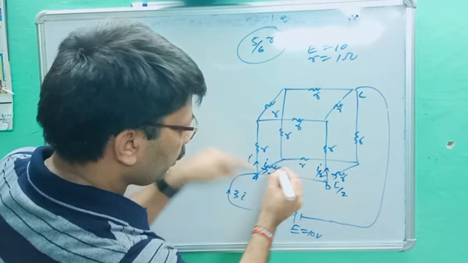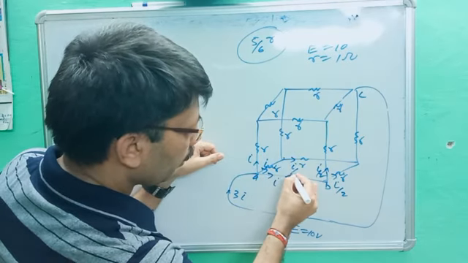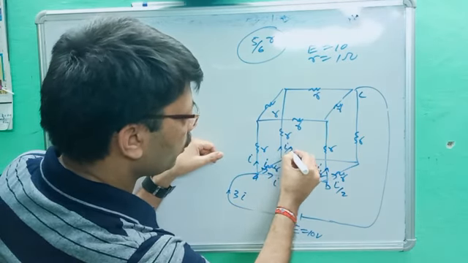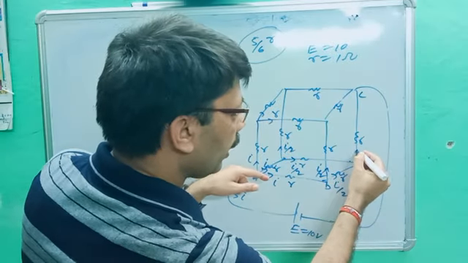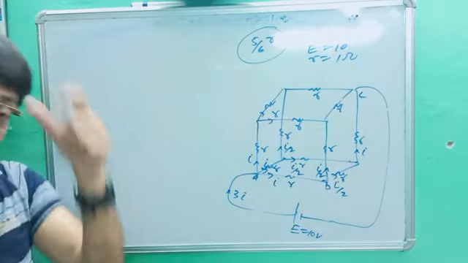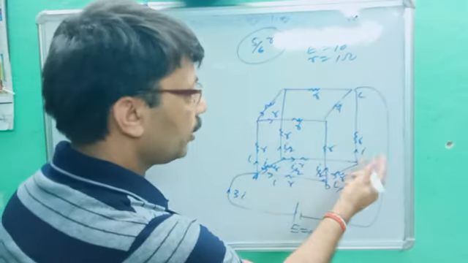Here the current again divides. The current is I, so it becomes I by 2. This current becomes I by 2. Same way here, I by 2, I by 2. This I by 2 and this I by 2 will join, and again you will get I. Are you getting the point? Kirchhoff's first law: I by 2 plus I by 2, it becomes I.